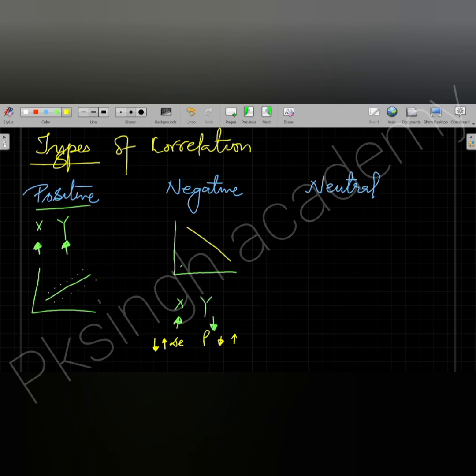Clear? Now we'll see what is neutral correlation. Neutral correlation means there is no relation between the two variables. For example, a person getting fat has no relation with sleeping. We can't say that a person who sleeps more becomes fat. So if there is no relation between the two variables, the relation is neutral. Clear?